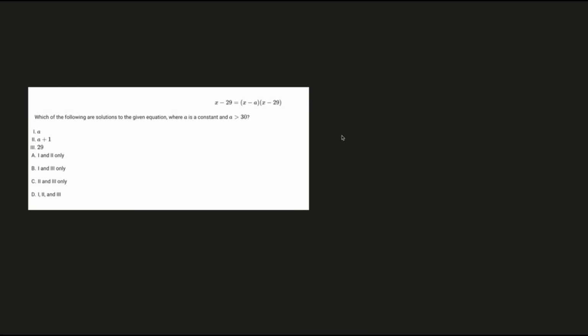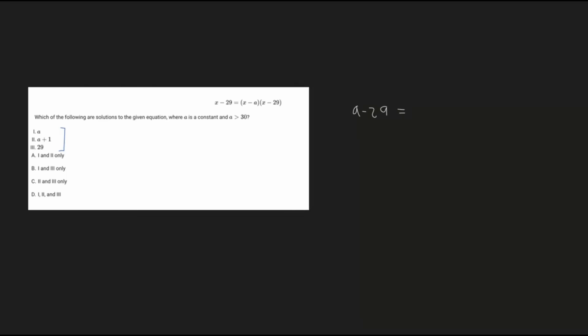to be our answer. So the following are solutions to the given equation where a is a constant and a is greater than 30. All right, so first off, we have three possible answer choices. So a plus 1, or 29. And so what we want to do first is, well, we can just plug in these values to see if they work out, right? So these solutions are really just substitutes for the value of x, right? And therefore, we can say for the first one, if we were to test it, we replace x with a. So we have a minus 29. We know a is a value greater than 30, so that's just something to keep in mind.